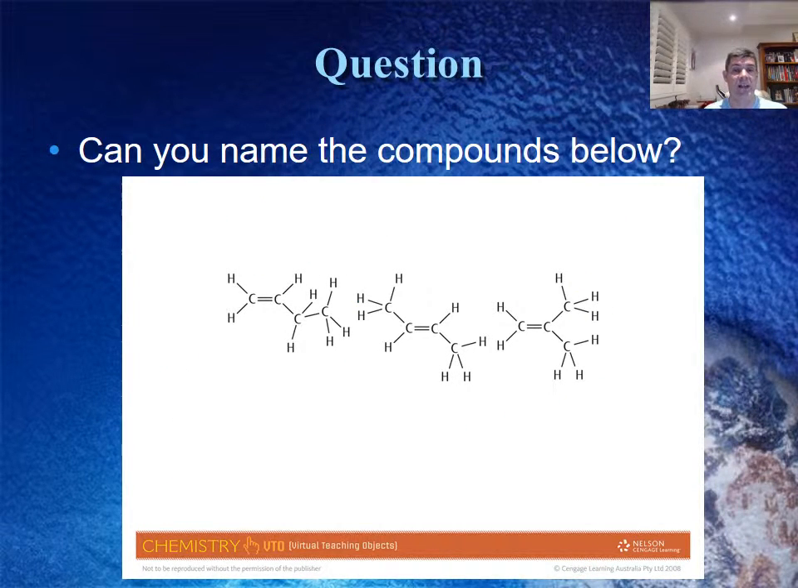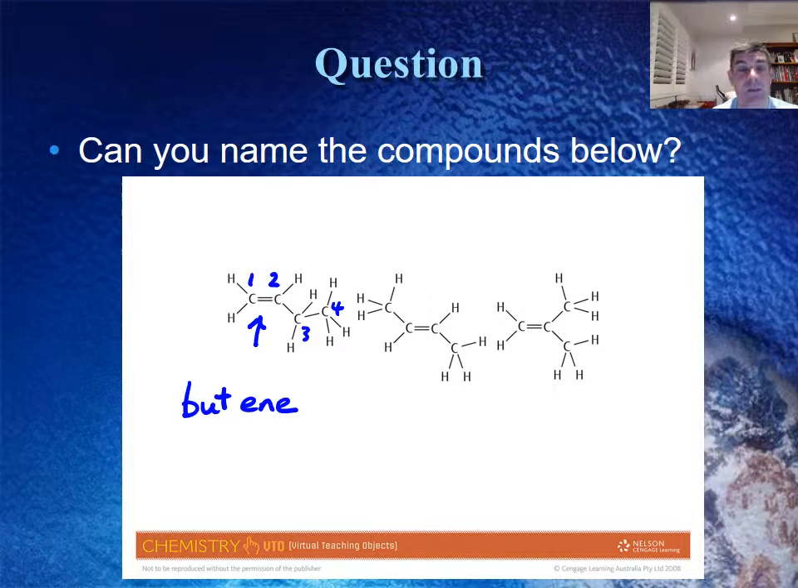So given all of that, can you name the compounds below? Well, the last slide was a bit of a clue for this one. So the first one has a double bond between the 1, 2 carbons. There are 3, 4 altogether. We have a double bond. So because we have 4 carbons, it's a but. Because we have a double bond, it's an ene.